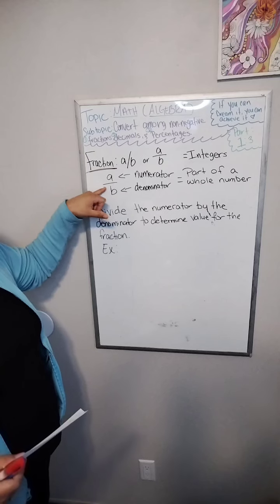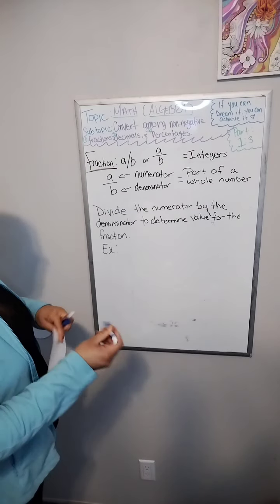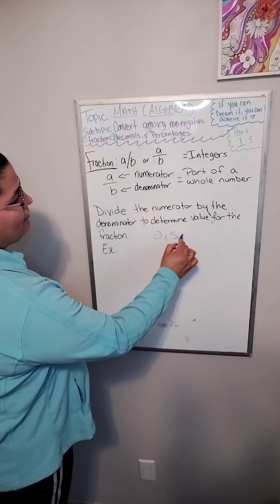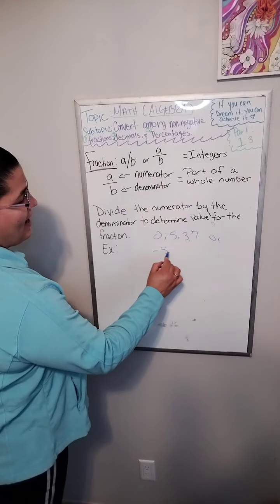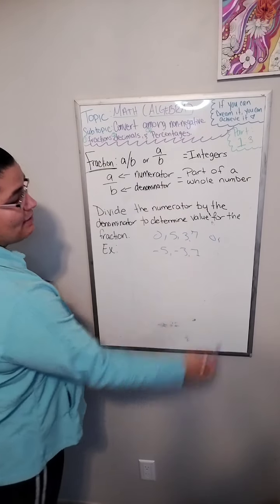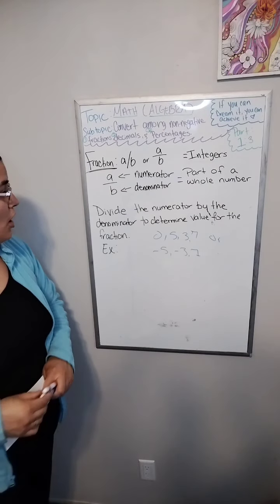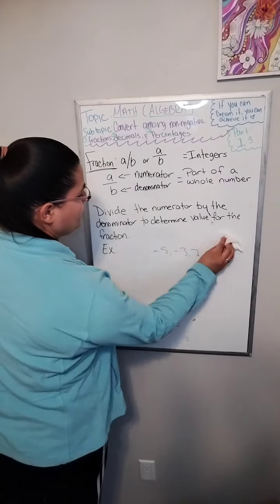An integer is a whole number and their opposites. So anything like 0, 5, 3, 7, or -5, -3, -7. That's what integers are.